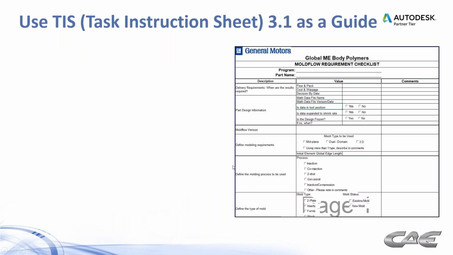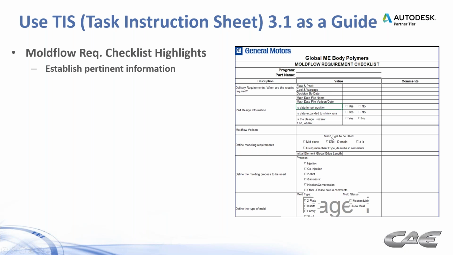So in order to go down this path, and when you're involving everybody, it's good to have a discussion and ask a lot of questions, as I said. And you can use these task instruction sheets that GM provides for various things. But the first thing is the Moldflow requirement checklist. And this is just a fraction of what's actually included in here.